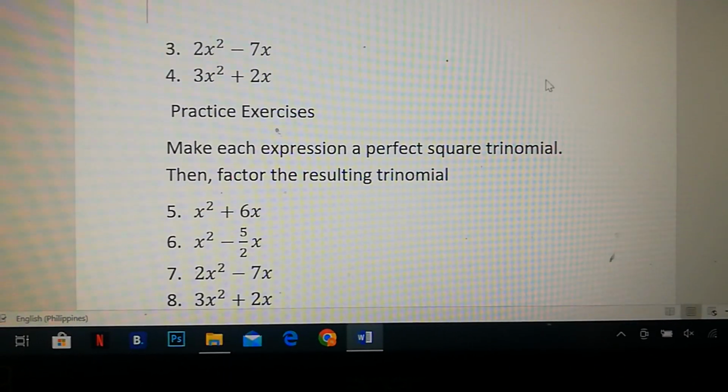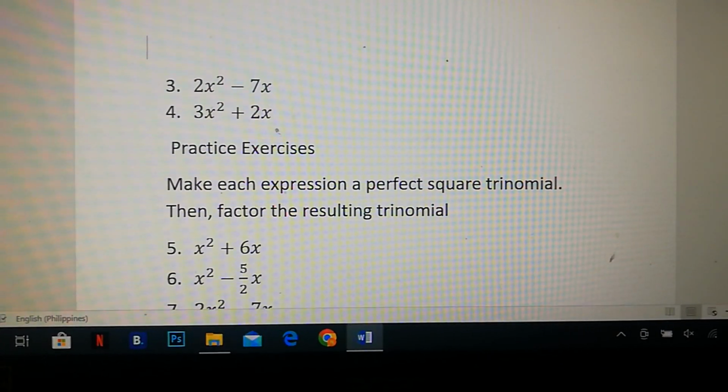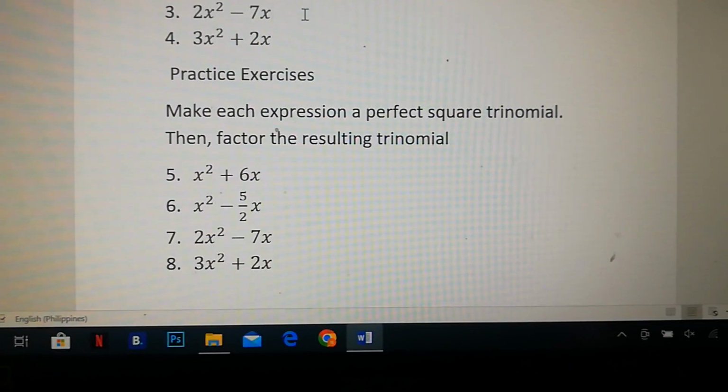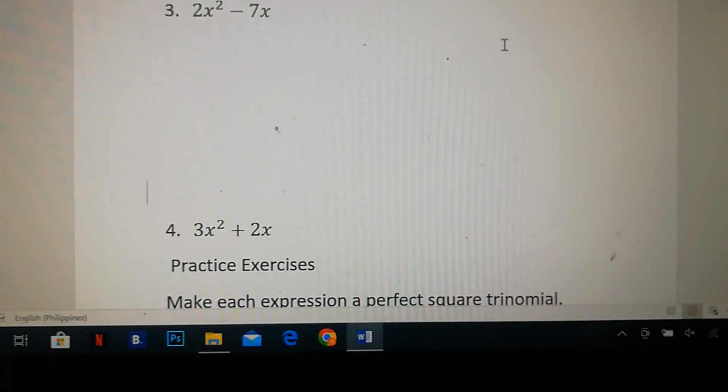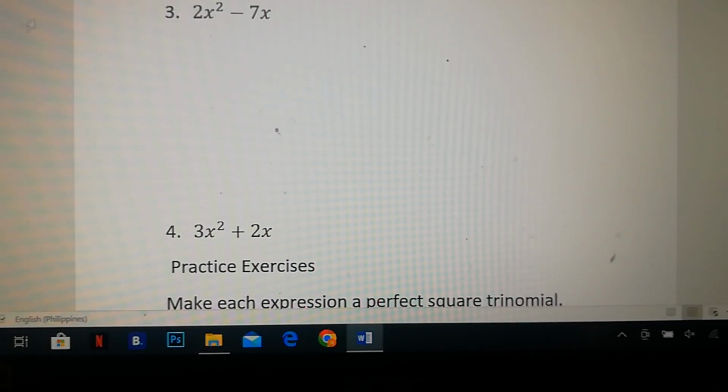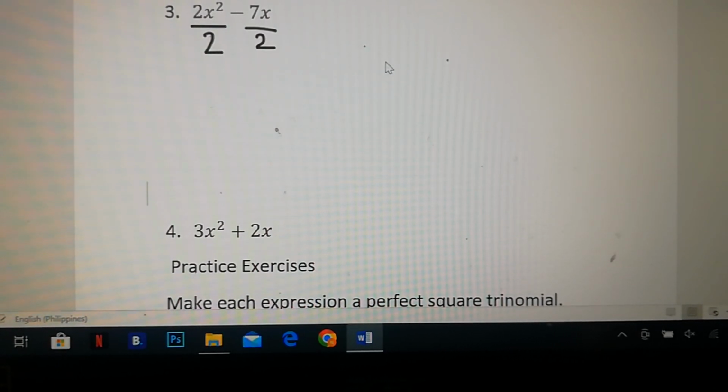Okay, next, number 3: 2x squared minus 7x. In case there is a coefficient of a, which is equal to 2, first we divide each term by 2. So the result is x squared minus 7 over 2 x.